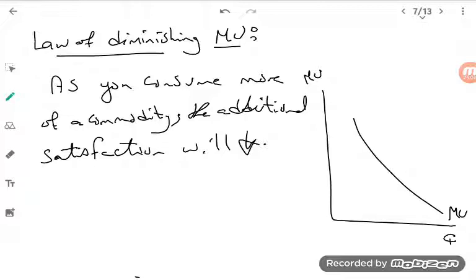انا لو عطشان جدا جدا اول بق ميه بشربه بيديني ساتسفاكشن اعلى من اي حاجه تانية، وكل ما بشرب زياده كل ما بحس ان خلاص ما بقتش عاوز ميه قوي، ممكن اشرب حاجه تانية، لا خلاص شبعت كده. فكلمه شبعت دي معناها ان اليوتيليتي بتقل، الاديشنال ساتسفاكشن بتاعي بيقل. الكلام اللي قلناه ده اسمه law of diminishing marginal utility. as you consume more الاديشنال satisfaction بيقل، مش التوتال، الاديشنال.